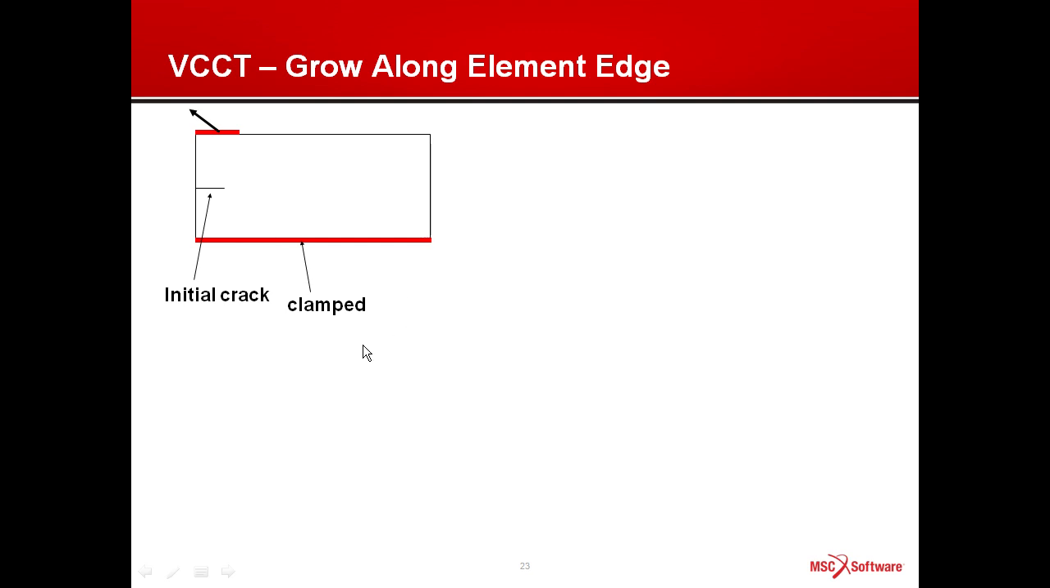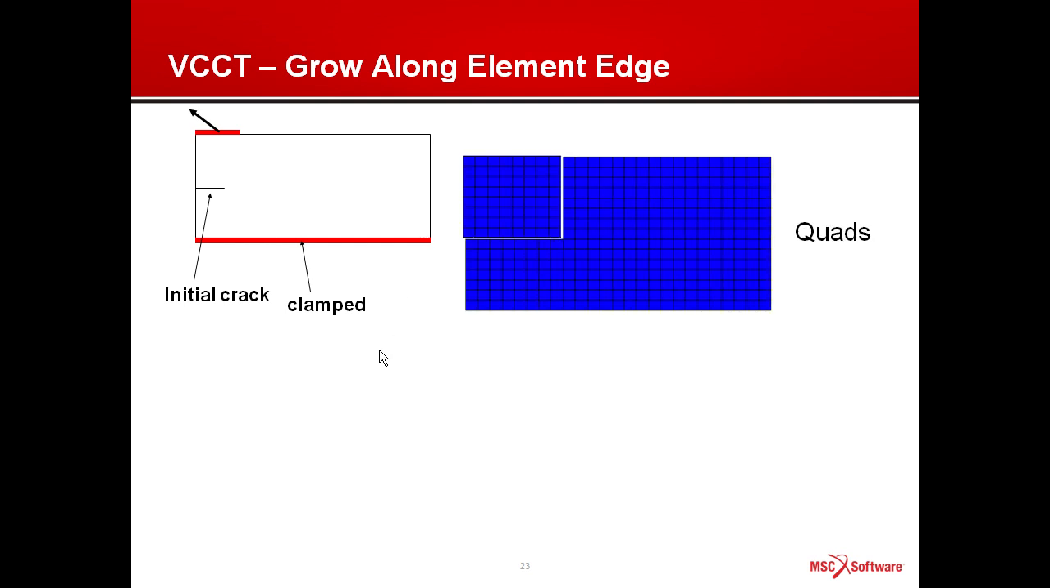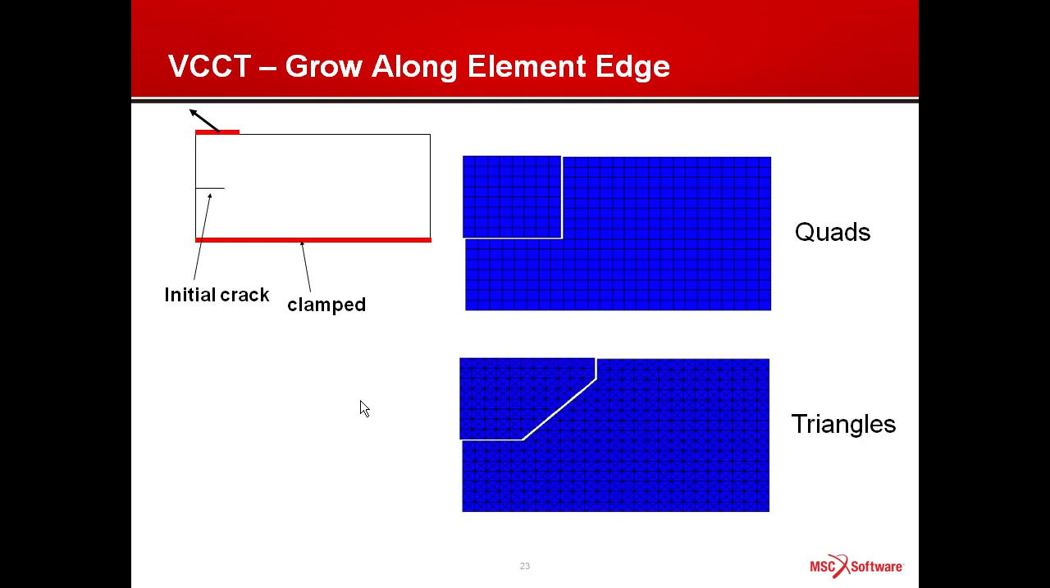If we have a very coarse quad mesh, in this case, you can see what happened. The crack really wants to turn and go upward like this, but it only gets to crack along the element edges in this case. So this is the result we got. If we mesh this with a finer triangular mesh, now you can see cracking along the element edge looks more like this.